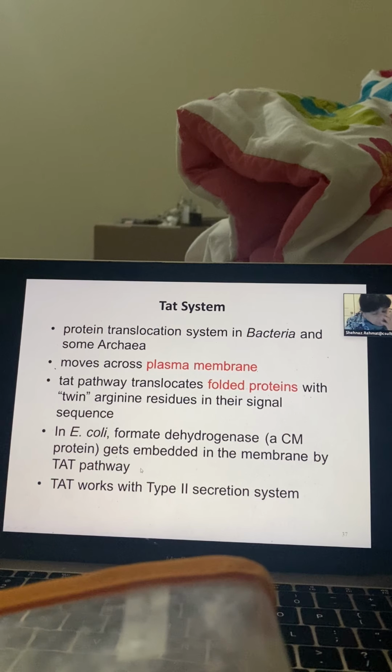And an example of it is an enzyme that is found in E. coli, which is, of course, a cytoplasmic membrane protein, the enzyme called formate dehydrogenase. This hydrogenase in E. coli is found as a cytoplasmic membrane protein, and it is embedded in the membrane using the TAT pathway. If it is a gram-negative bacterium, of course, there has to be an outer membrane transport system also. Usually, the TAT only works with the type 2 secretion system in the outer membrane. Okay, so TAT works with type 2 secretion system, and I'll tell you what the type 2 secretion system is in a little bit.